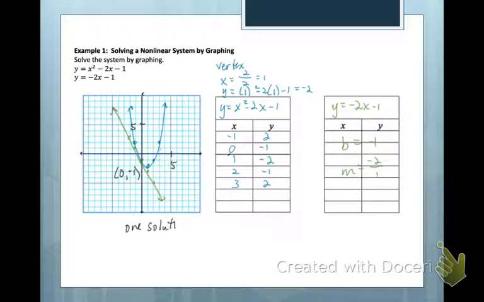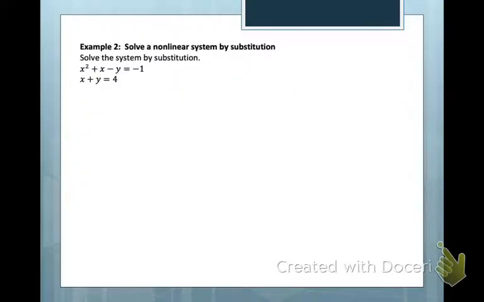Now, it's not always that easy to tell the solution of a system by graphing. So we can use algebra: substitution and elimination. Let's solve this one by substitution. Let's solve each of these equations for y. On the top, we'll add the y over to the right side and then add the 1 to the left. So y equals x squared plus x plus 1. In our second equation, let's subtract our x value. So y equals negative x plus 4. Now to substitute, we'll take the value for y in the second equation and substitute it into the y value of the first equation.